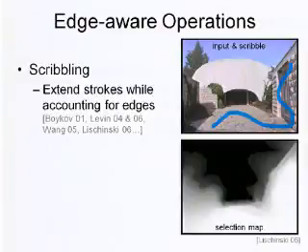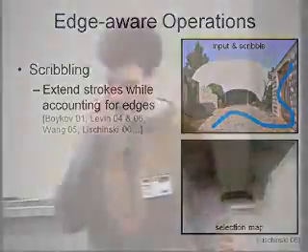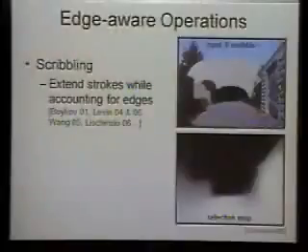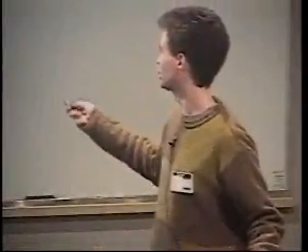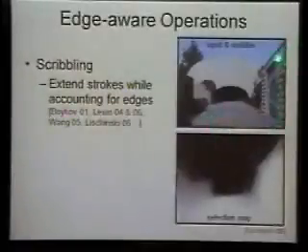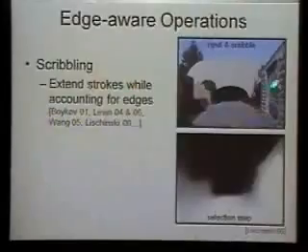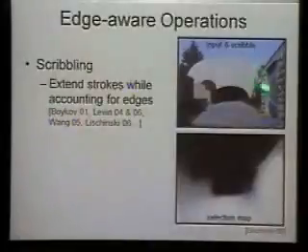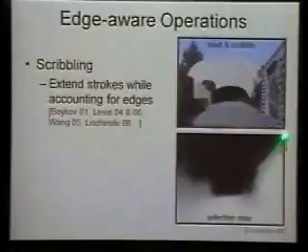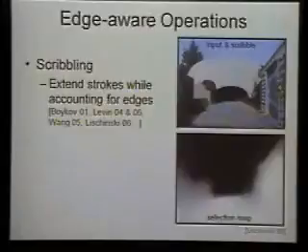Another domain where it's interesting to get edge-aware operations is scribbling, which has been introduced by various people. There's a lot of work that has been done here where you get a picture like this and you loosely scribble a region where you're interested, and you want to extend this scribble to define a selection or influence map, and you want this interpolation to take into account your image structure. You see the result here. There are discontinuities in the selection map where there are discontinuities in the picture.